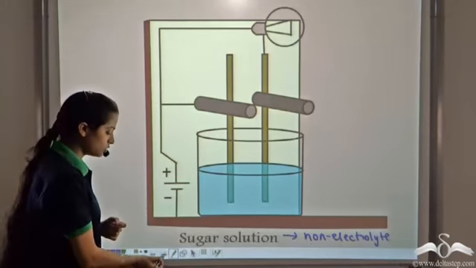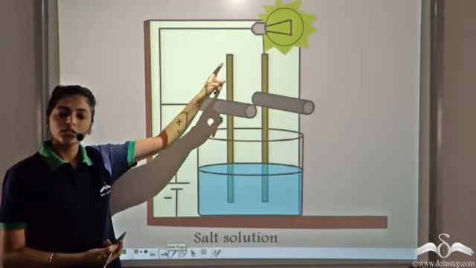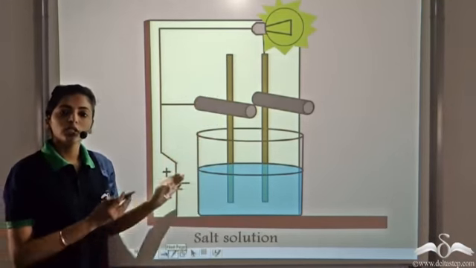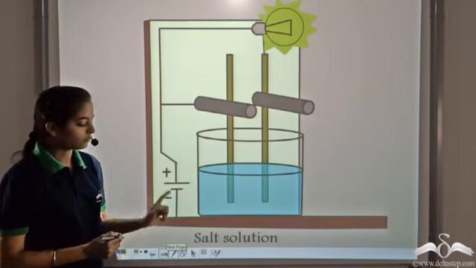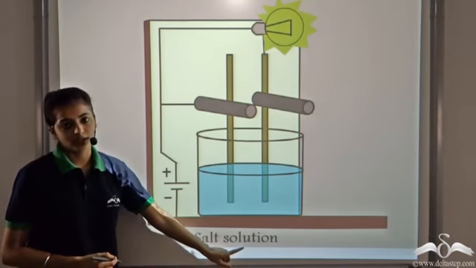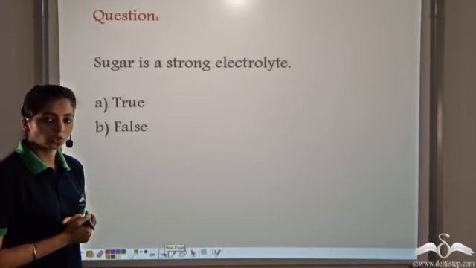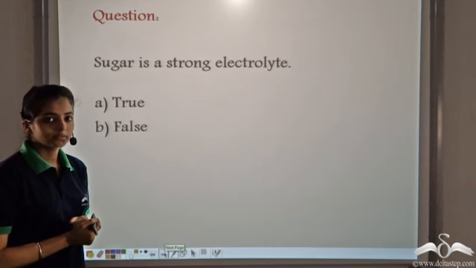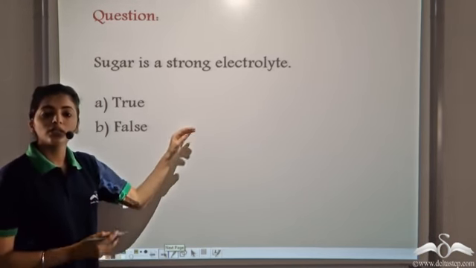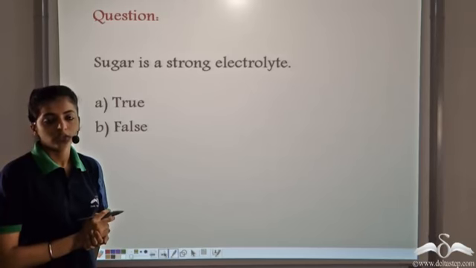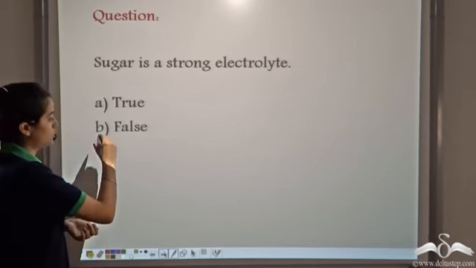Now let's take salt solution. In salt solution, we see that the bulb glows. This means that salt solution is leading to the formation of ions which conduct electricity. Therefore, salt solution is a strong electrolyte. So, is sugar a strong electrolyte? Sugar in molten state or in the aqueous state does not conduct electricity. Therefore, sugar is a non-electrolyte and it is not a strong electrolyte.